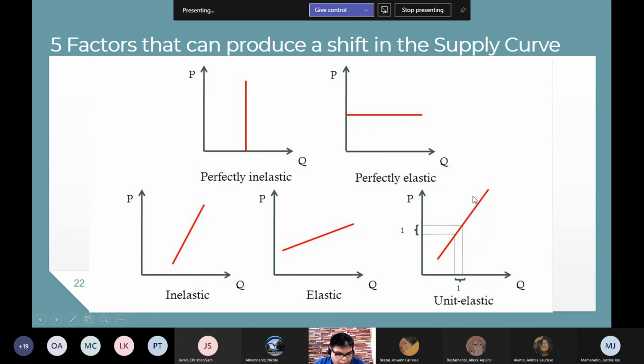And then number four, when E is greater than 1, it is elastic. This one. And number five, when E is equal to infinity, it is therefore perfectly elastic at constant cost. It's supposed to be in figure 4.10, but it wasn't shown. This is it.